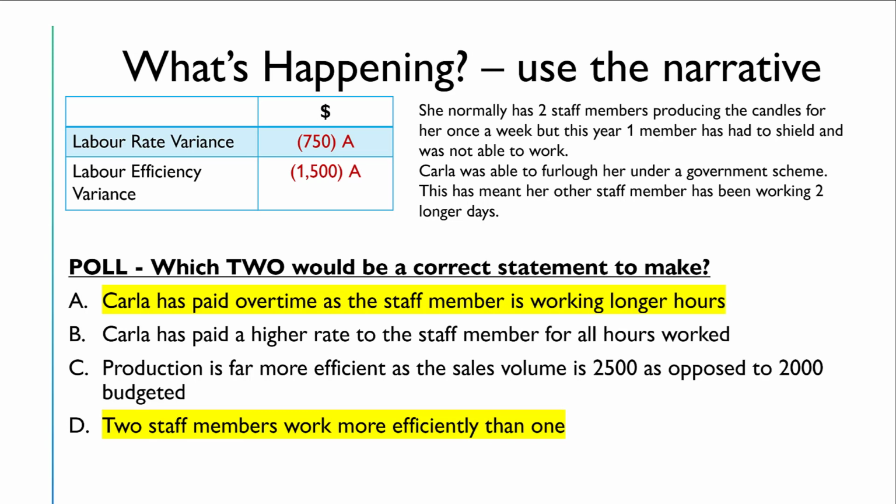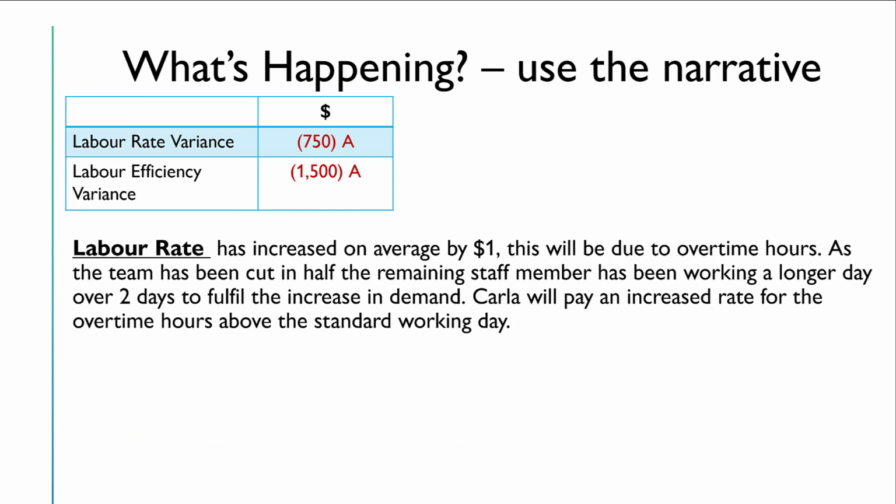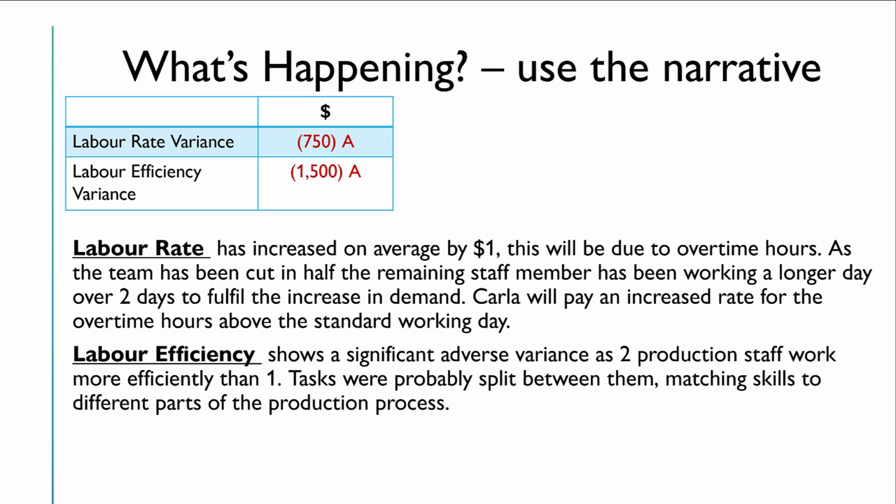Let's now have a look at the narrative, what I would say to this answer. The labour rate has increased on average by $1. This will be due to overtime hours. It can't be due to them paying a higher rate over the whole time. As the team has been cut in half, the remaining staff member has been working a longer day to fulfil the increase in demand. So on that longer day hours, the extra hours, she's been paid overtime. Carla will pay an increased rate for that.